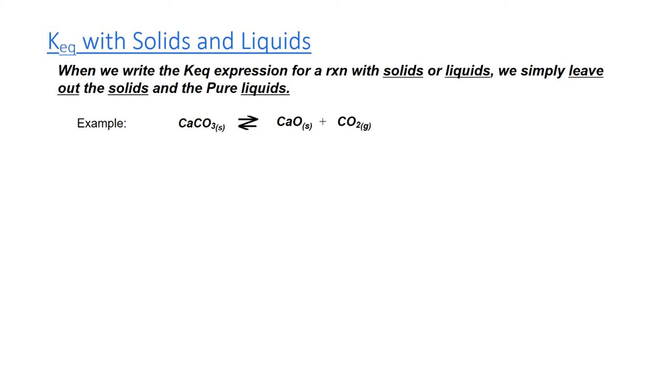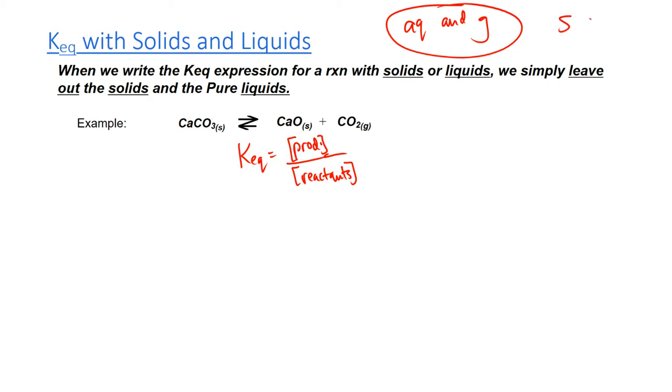So a couple examples here, be really careful. That point we made about solids and liquids having constant concentration, these examples will show you why that matters. So KEQ is the product concentration divided by reactant concentration. Include aqueous and gases. Do not include solids or pure liquids. This example will highlight how that will definitely change how your equation looks.